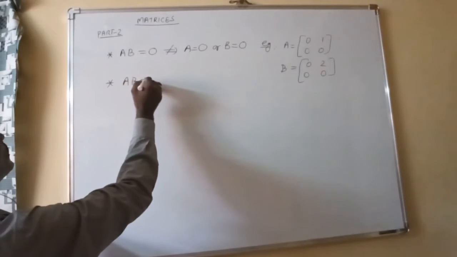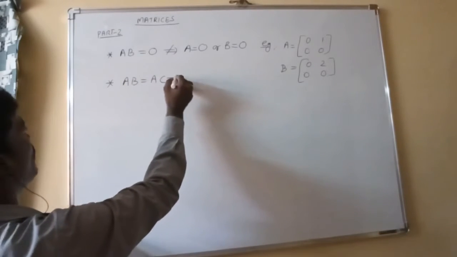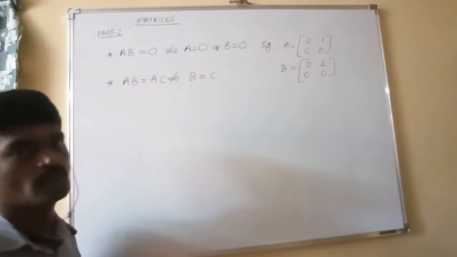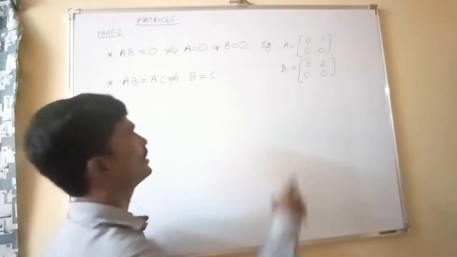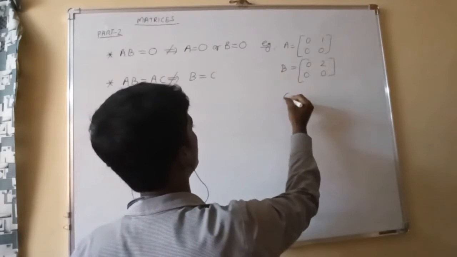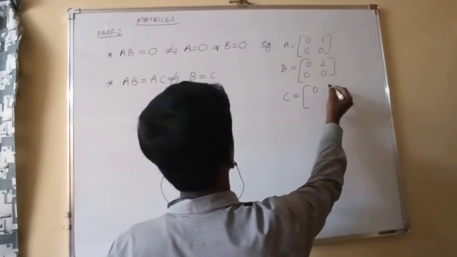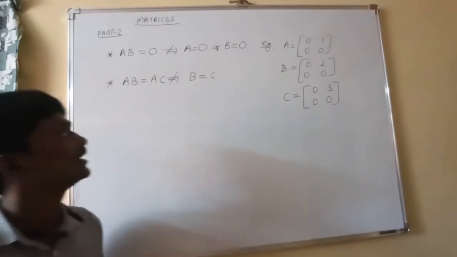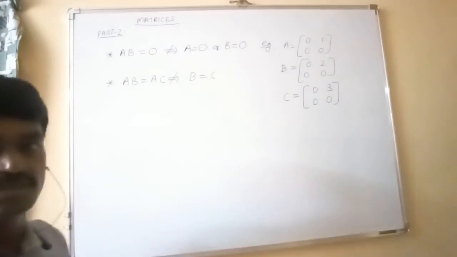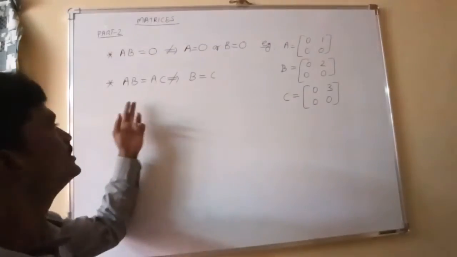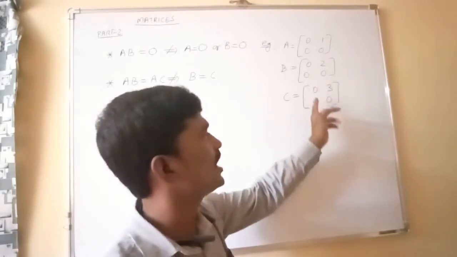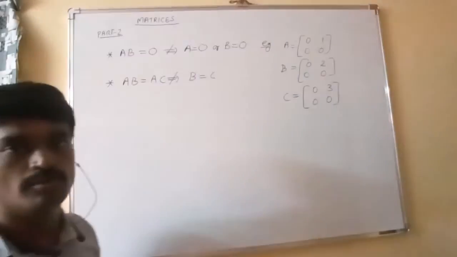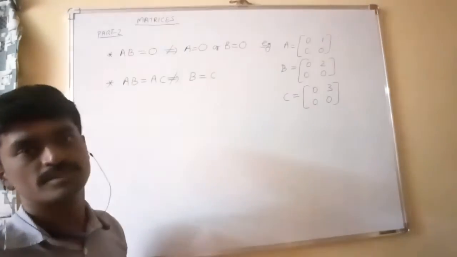Next, one more important point. AB is equal to AC need not imply that B must be equal to C. So take the same counter example: A is the same, B is the same, and C is like this, [0, 3; 0, 0]. Then if you find AB matrix, you will get a 0 matrix. AC matrix is also a null matrix. That means AB is equal to AC. But if you observe, B matrix is different from C matrix. So that is why AB is equal to AC need not imply that B is equal to C.